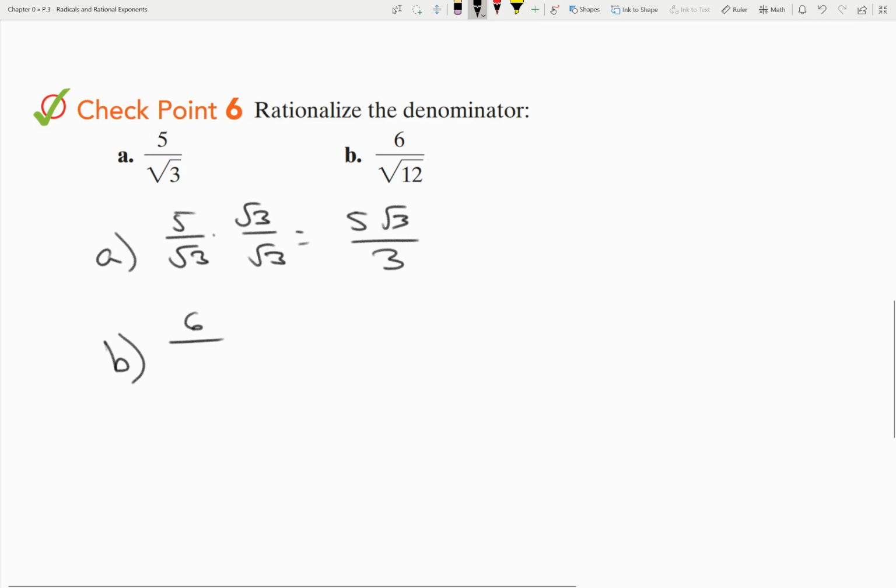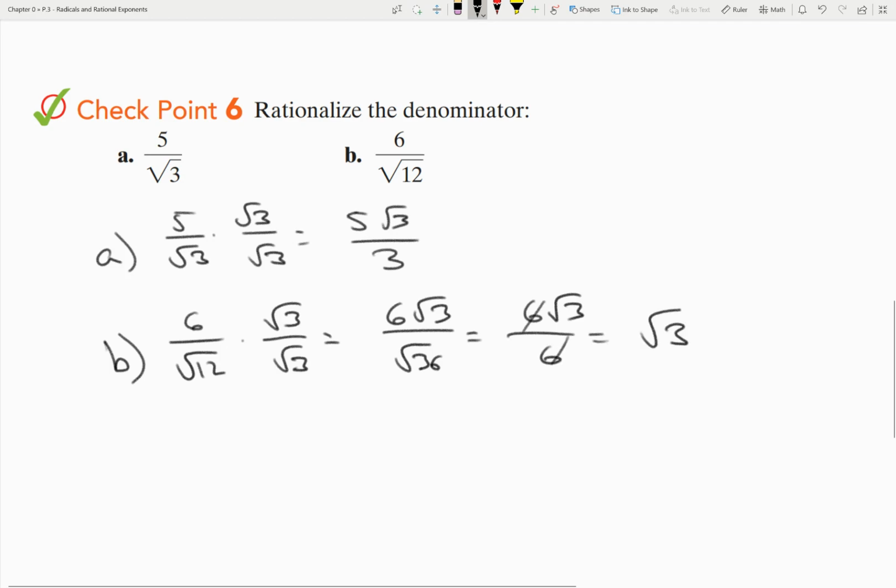Part B, however, I know that you would be tempted to multiply by the square root of 12, but it's easier if we multiply the top and the bottom by the square root of 3. It's going to be 6 square root 3 over the square root of 36. So that's 6 square root 3 over 6. Now I can cancel those two to give me the square root of 3. So try to look for the smallest square root that you can multiply.